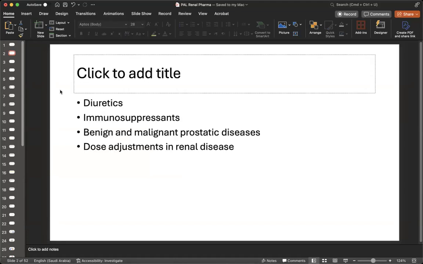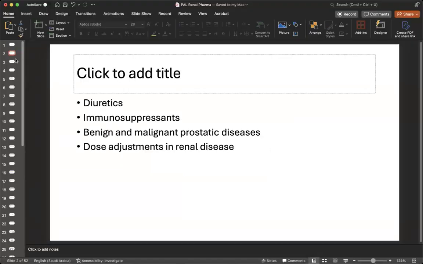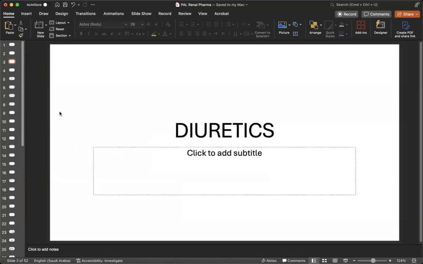So we have four different topics we're going to be talking about today: diuretics, immunosuppressants, benign and malignant prostatic diseases, and dose adjustments. I'm going to go into slideshow in a bit, but for now I just want to keep it like this. You'll see why. So first topic was diuretics.